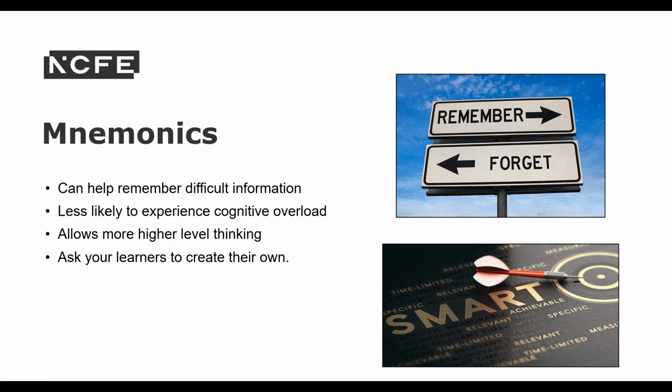You could use expression or word mnemonics such as Roy G. Biv to remember the colours of the rainbow: red, orange, yellow, green, blue, indigo and violet. The same thing could be remembered in a mnemonic sentence such as Richard of York gave battle in vain. Now you may have your own mnemonics or acronyms, but you could also ask your learners to create their own as an activity or strategy to help with their revision.